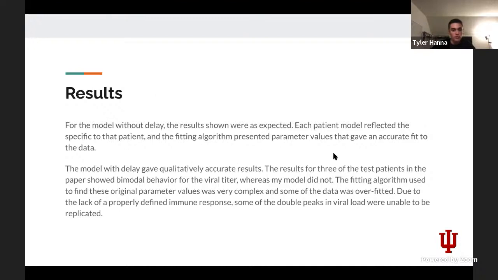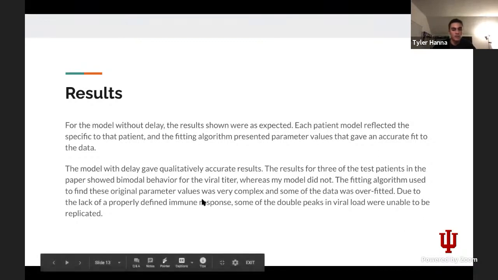So here are the results from the very first model. It's pretty straightforward. The model was pretty much replicated perfectly. However, the delay is where I got a few issues with the bimodal behavior of the viral load. And I mentioned here, due to their algorithm, lack of parameter accuracy and whatnot, I wasn't able to replicate that curve.